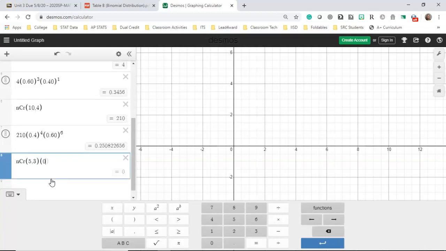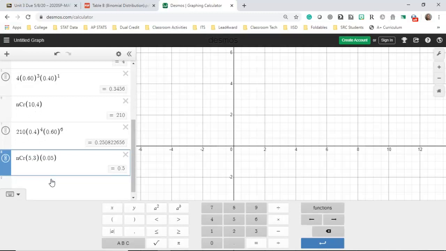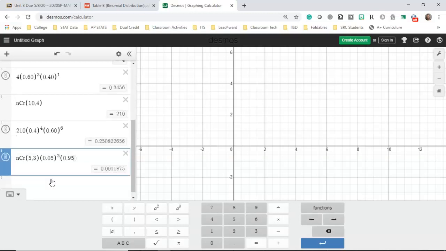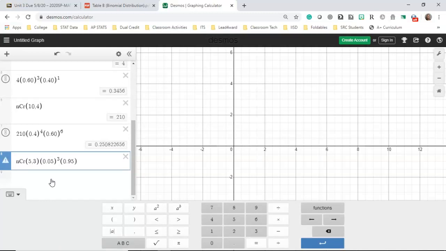Now I can type in 0.05, the likeliness of a component failing, raised to the 3rd power, because we're looking for the fact that 3 fail, times 0.95. So if there's a 5% chance it will fail, there's a 95% chance that it won't fail, raised to the 2nd power. We have to keep in mind that the exponents have to add up to the number of trials, which is 5, and the percentages have to add up to 1, which is 100%. So failures and successes. And notice this is the same value from the table.